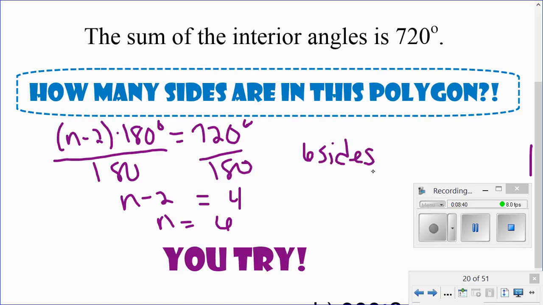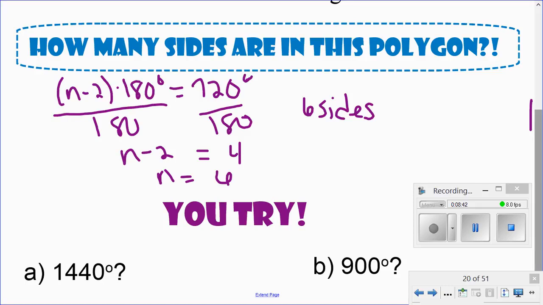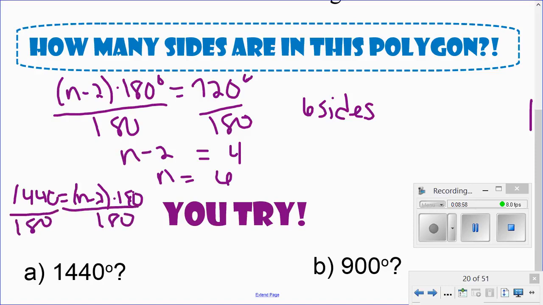Okay, so let's take a look at a couple more here. So 1440, I'm going to set 1440 equal to n minus 2 times 180. And I'm going to divide by 180 on both sides. So I'm doing 1440 divided by 180, and I'm getting 8 equals n minus 2, which means n is equal to 10.